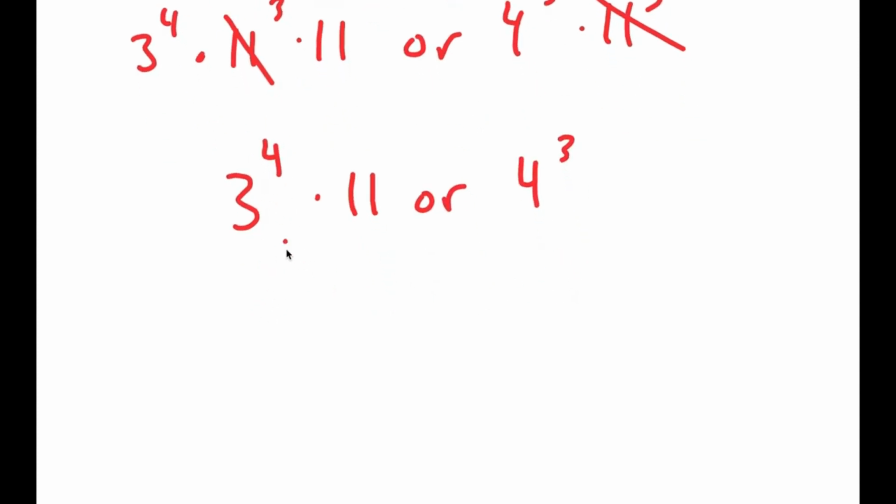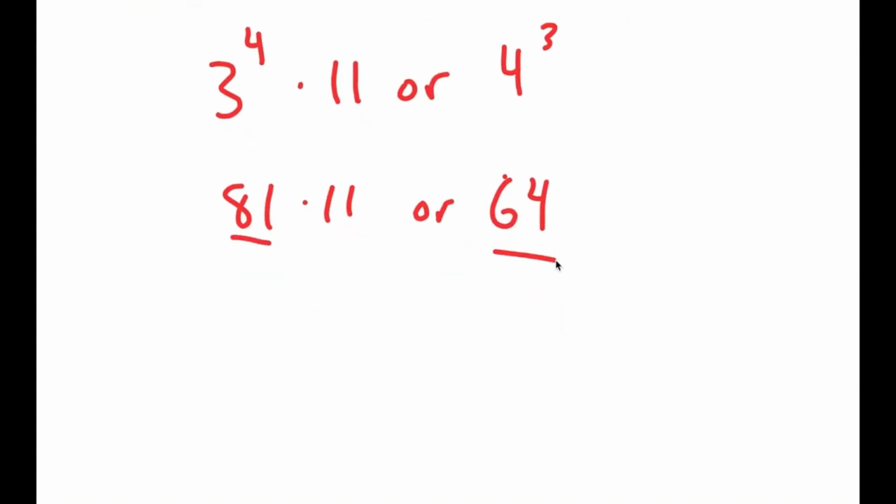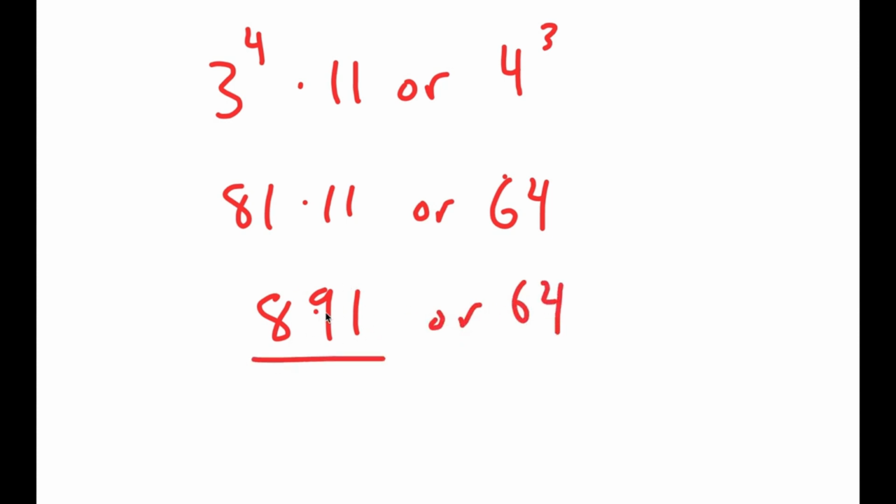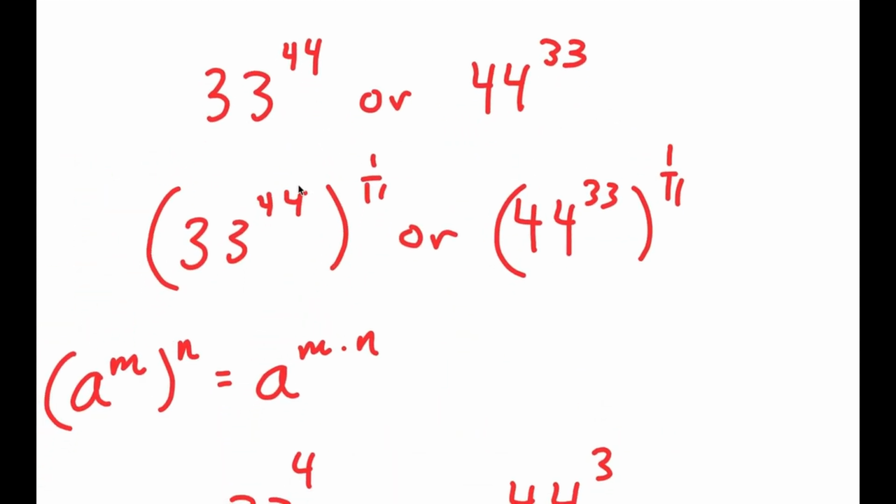Now 3 to the power of 4 is 81, so I have 81 times 11, or 4 to the power of 3, which is 64. Now 81 is already greater than 64, and on top of that, we're also multiplying by 11, which turns into 891, or 64, meaning 891 is greater, so 33 to the power of 44 is the greater term.